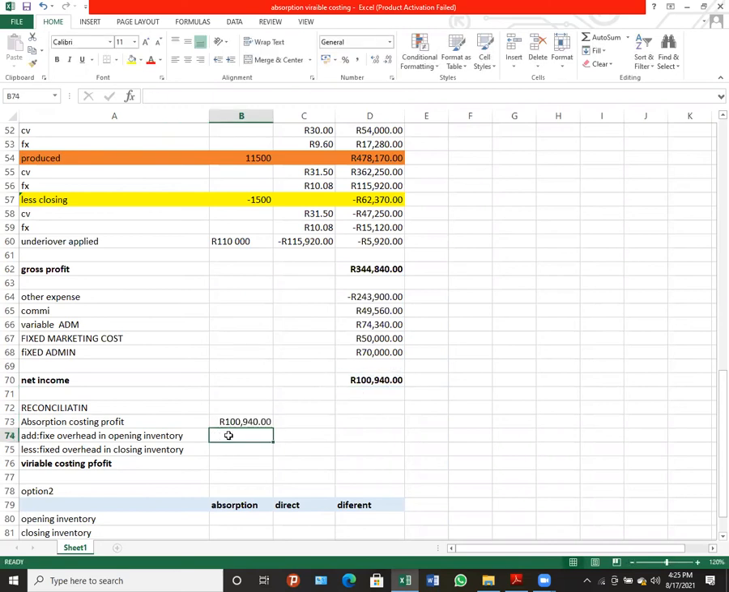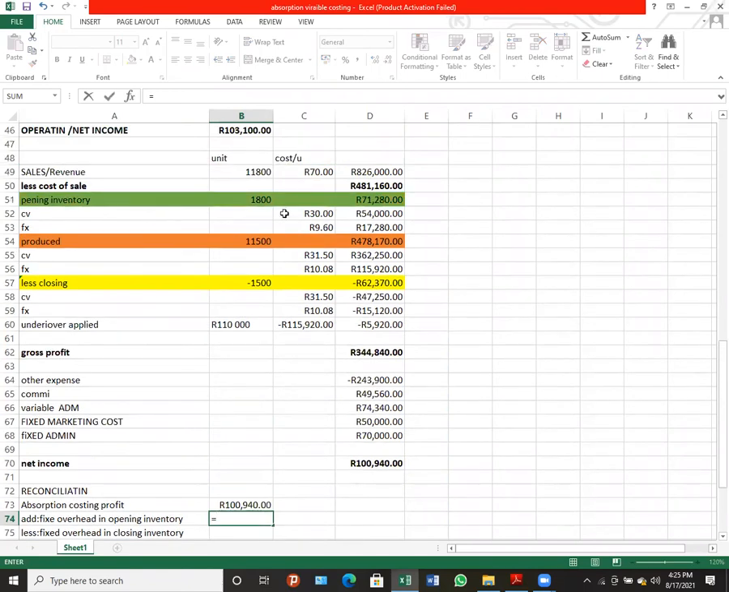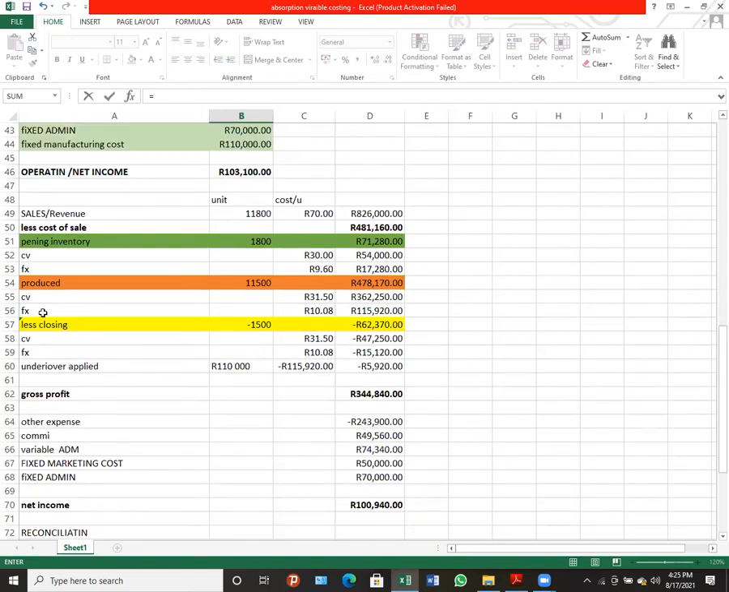And then we are going to add the fixed overhead in the opening inventory. Where is the opening inventory? It's here. The fixed is this one. Do you see my screen? Then we are going to less what? Less the fixed overhead in the closing inventory. Closing inventory, the fixed is this one.